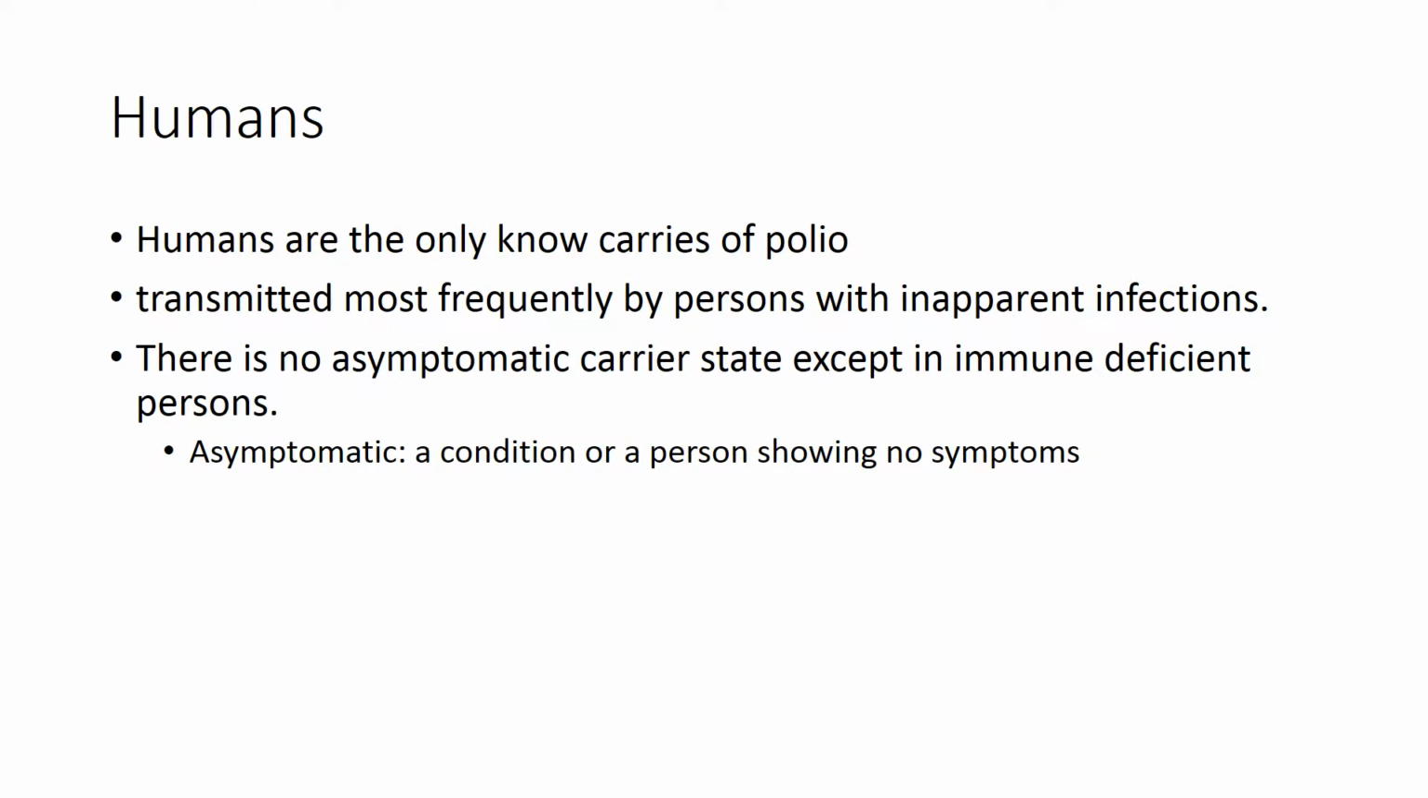Yes, unfortunately, humans are the only known carriers of polio. Polio is transmitted most frequently by persons with inapparent infections. More about transmission later. There are no asymptomatic carrier states except in immune deficient people. Asymptomatic meaning a condition or a person showing no symptoms.